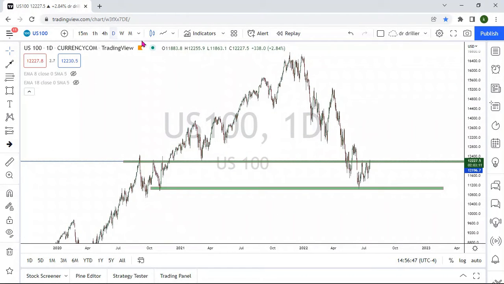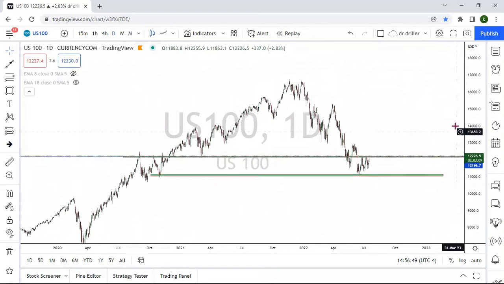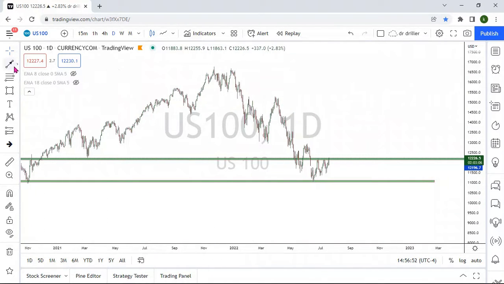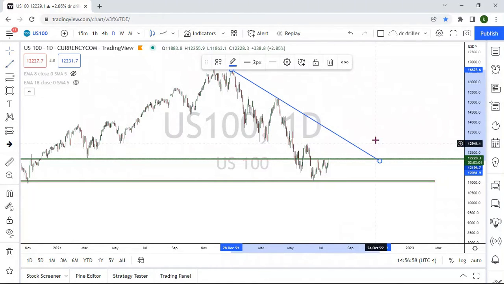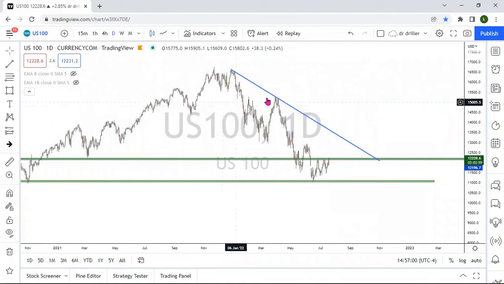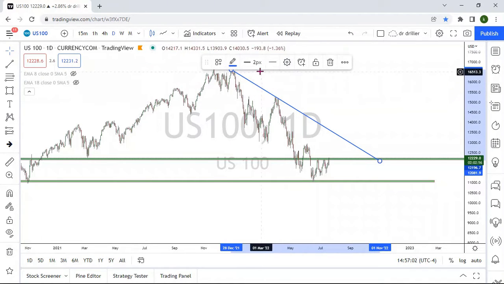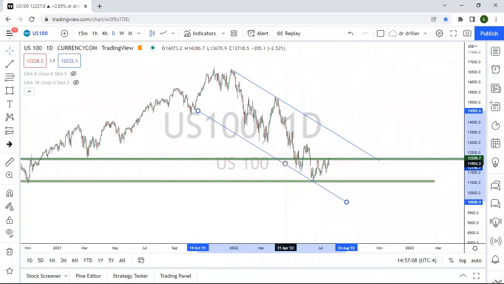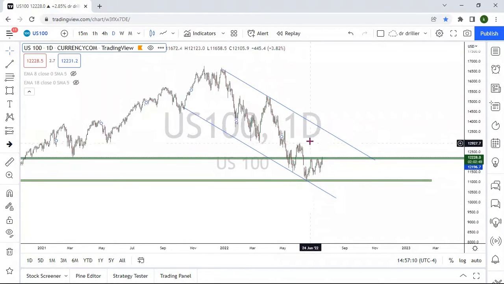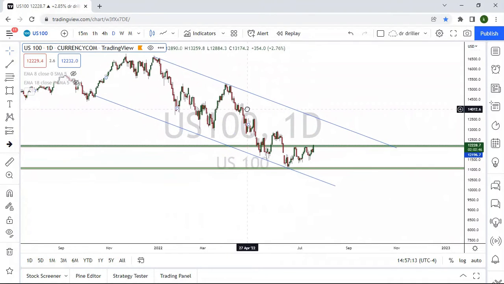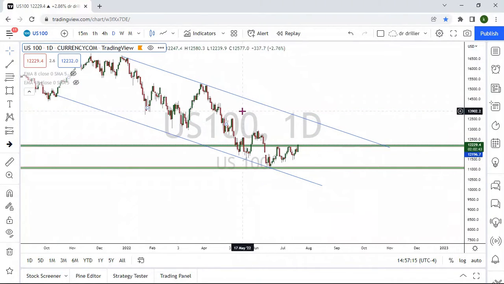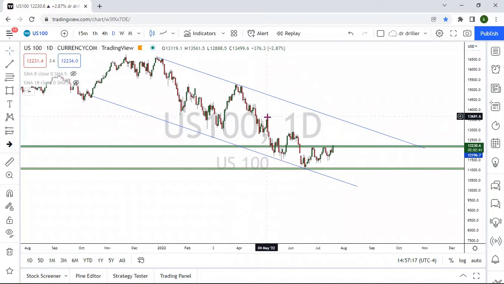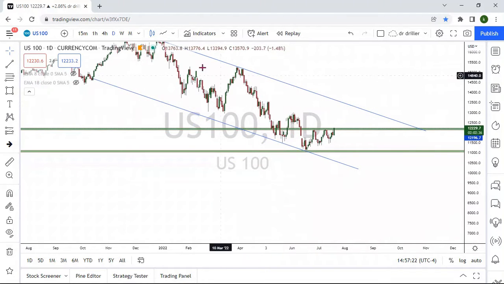Let us just carry on, before carrying on to our 4-hour chart. From this daily time frame, we need to identify the trend of the market. On a higher time frame, our market is in a downtrend, right? So this is our daily time frame.